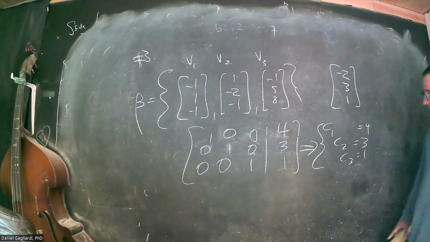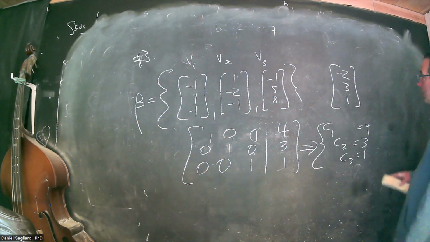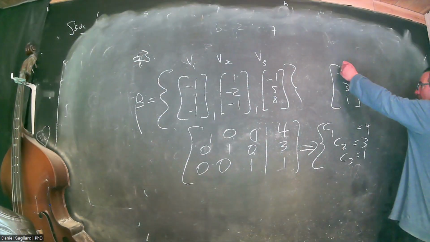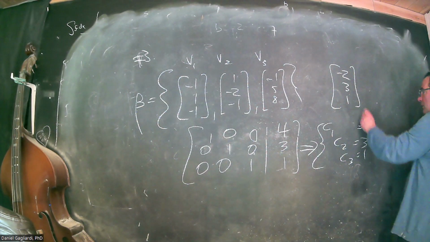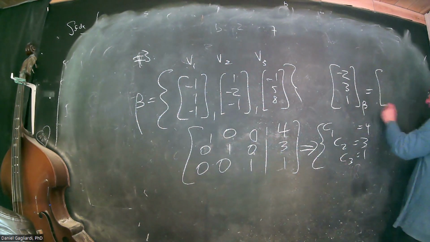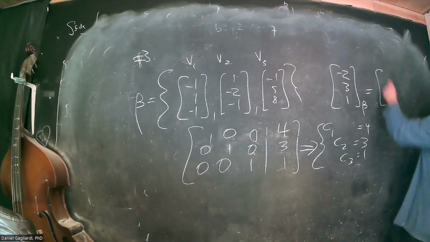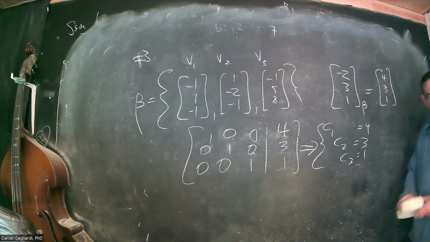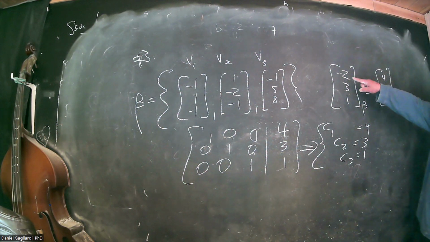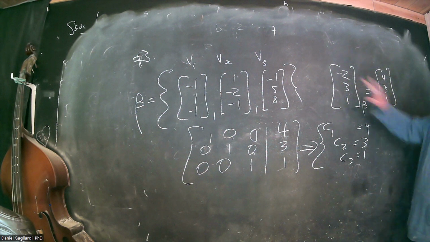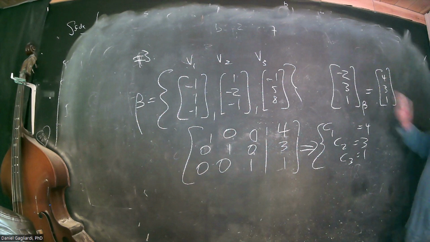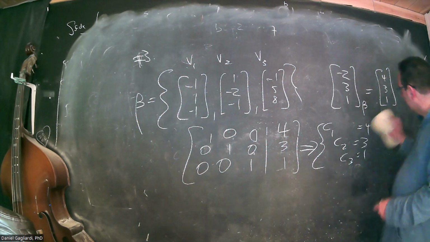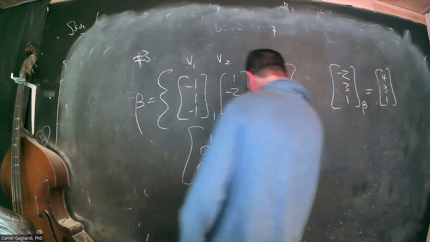Of course, we're going to check that to see if this is right, but the coordinates of the target, -2, 3, 1, relative to beta, is equal to the coordinate vector 4, 3, 1. That's what I want to say, okay? So you take the target and you say, I want the target relative to beta, and that's going to be equal to 4, 3, 1. Well, let's check it out and see if that works.